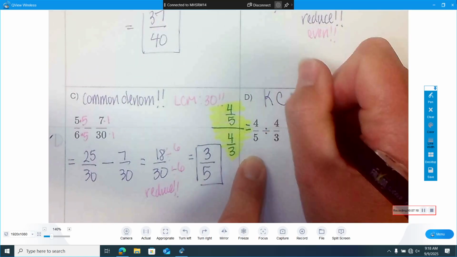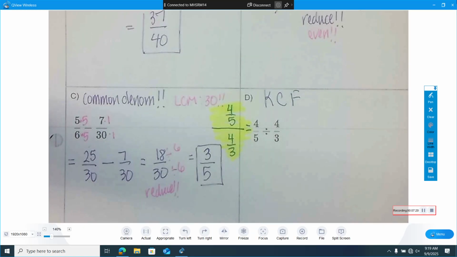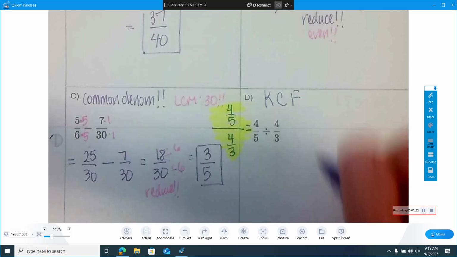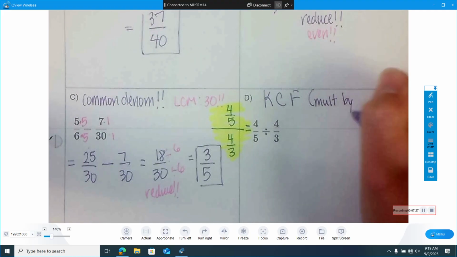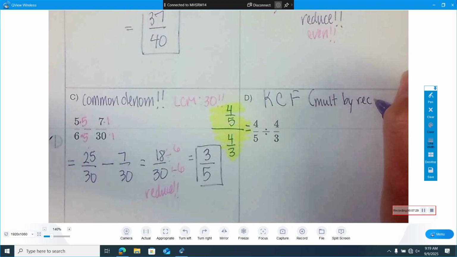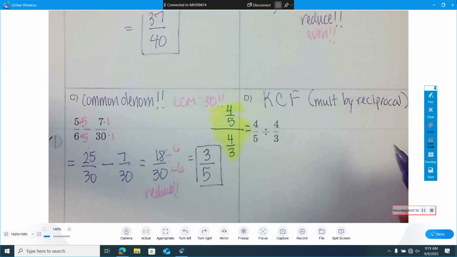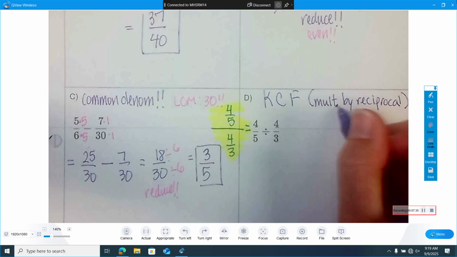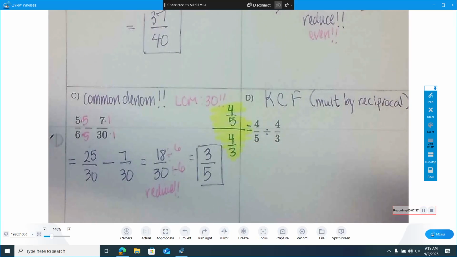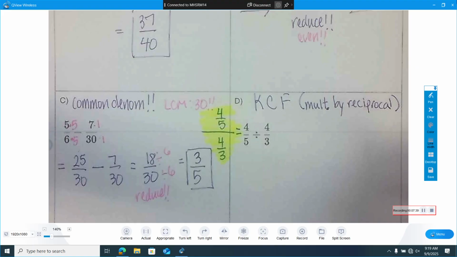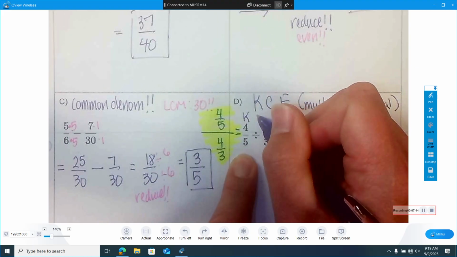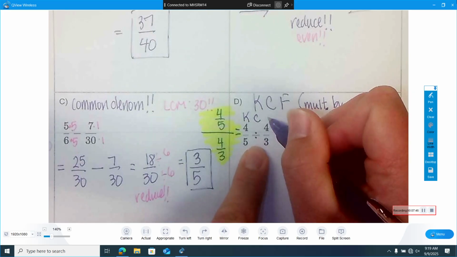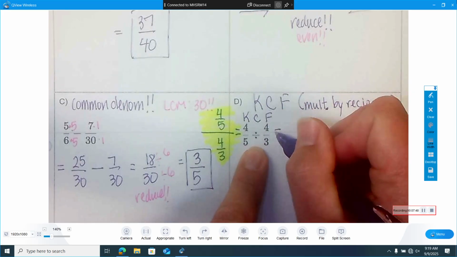Keep, change, flip, or multiply by the reciprocal. I want to write that down. Multiply by the reciprocal, which is the more mathematical way to say that. So we are going to keep the first fraction, change the symbol, and flip that second fraction.